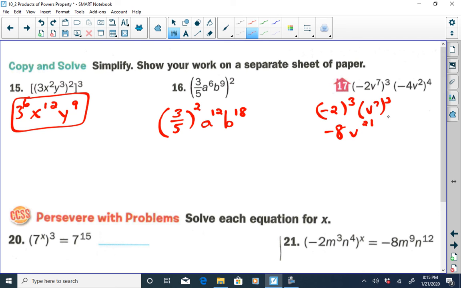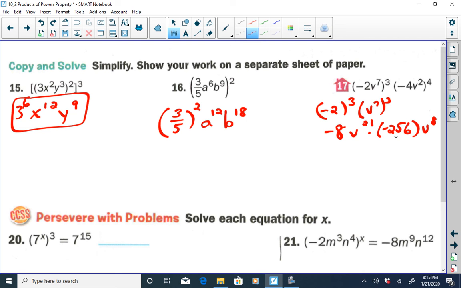But then we also have what? -4 raised to the fourth power. 4 times 4 is 16, times 4 is 64. 64 times 4 is, what's that? 256. So that's going to be times -256. And that's going to be v to the 8th.